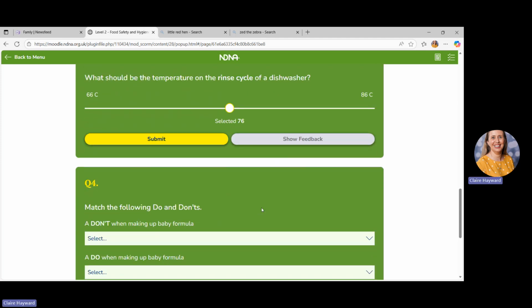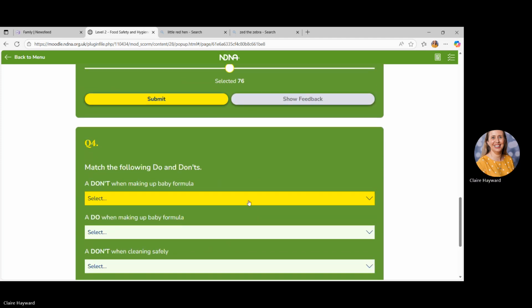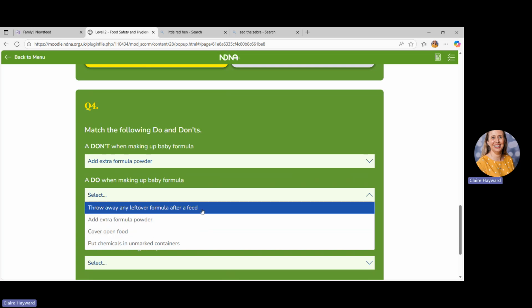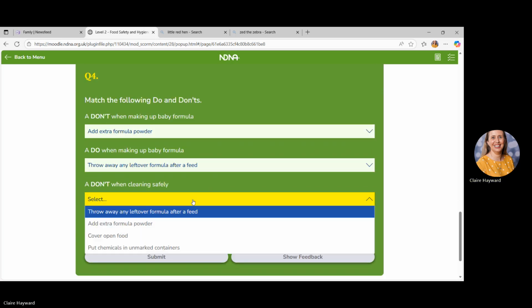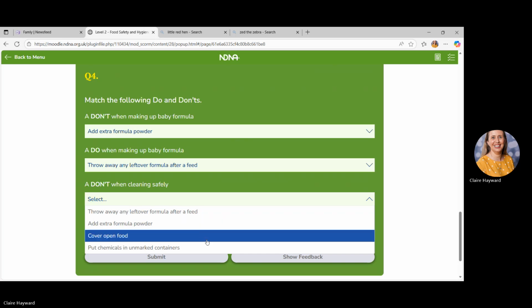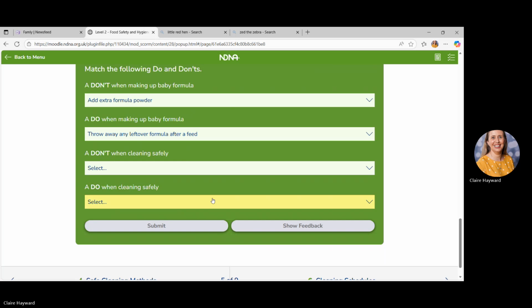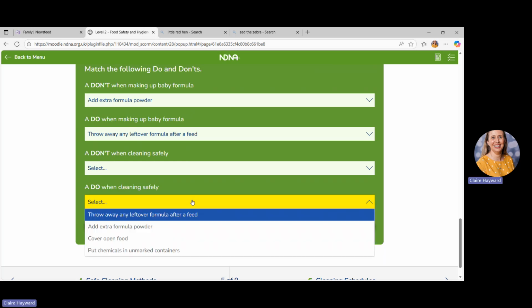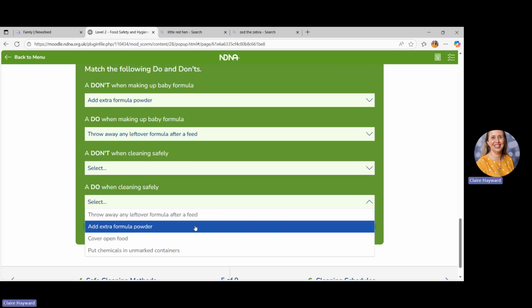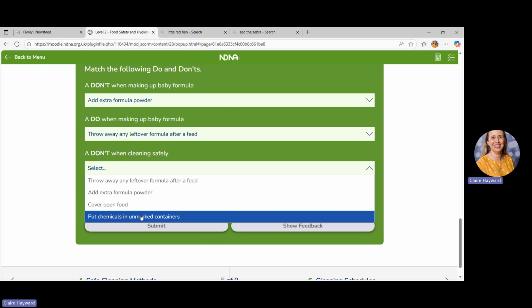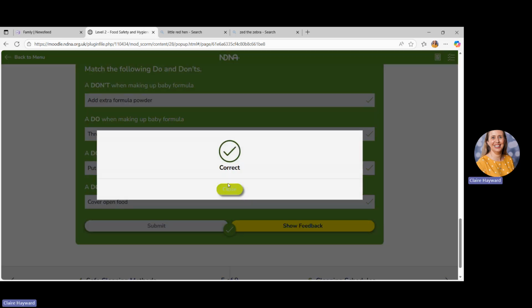Match the do's and don'ts when making a formula bottle. Don't add extra formula. What would you do here? Throw any leftover formula away. Don't put chemicals in unmarked containers. And a do when cleaning is throw any leftover formula away. I'd cover open food. So let's just give this a go. Correct.